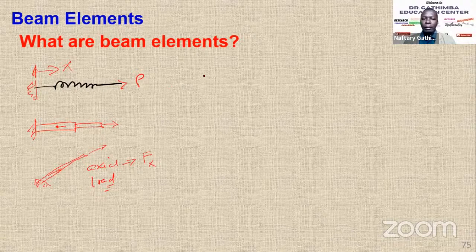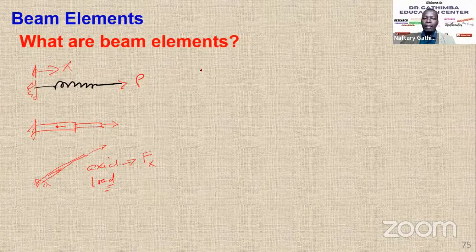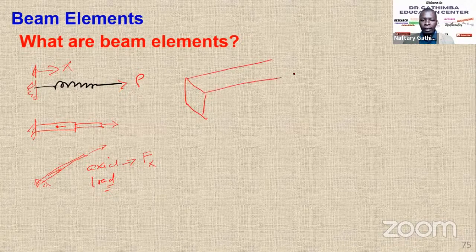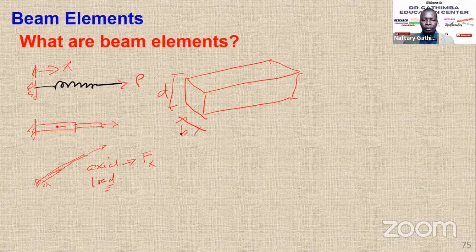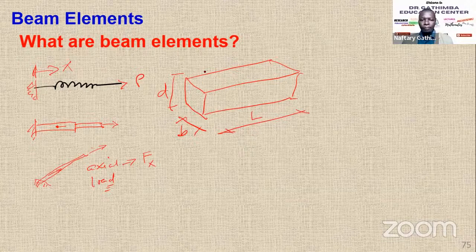Now, for the beam element, what you have to consider by definition is that beam elements are long and slender structural elements. And when you talk of long and slender, sometimes we define this in terms of ratios of cross section. Because you have something like this, this being the depth, then we have the breadth, of course, and then this is the length. This is a beam.